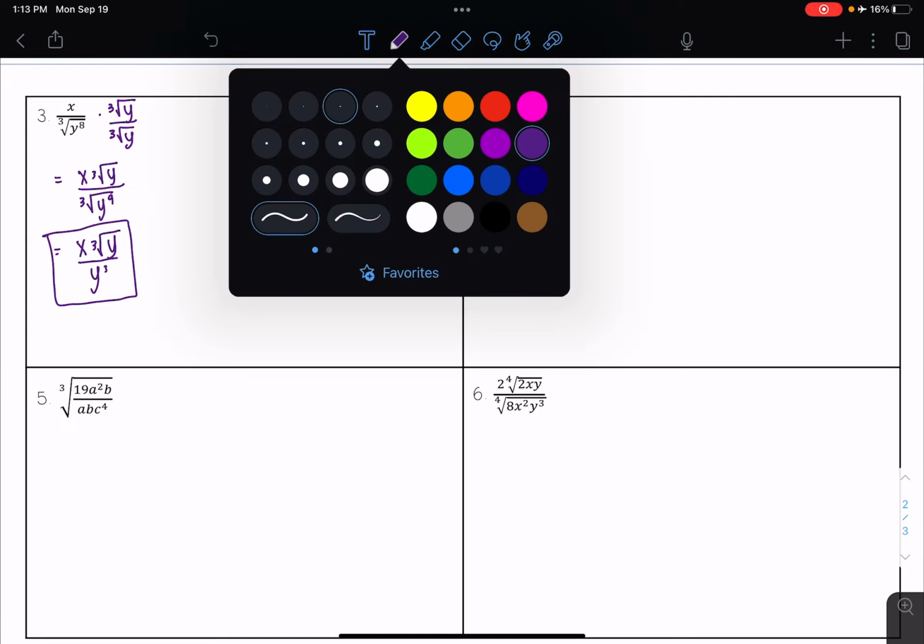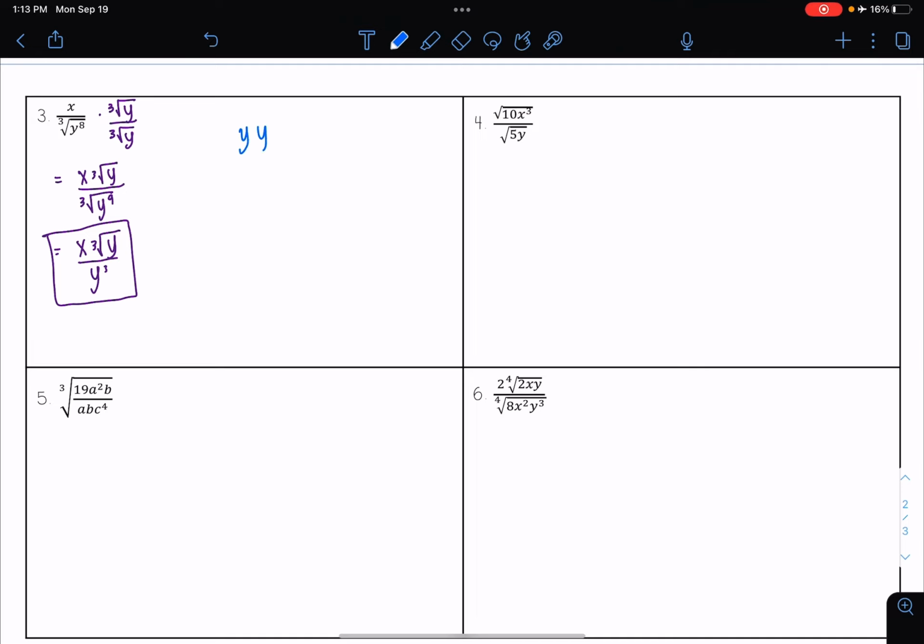So one way that you can look at that is writing out 9 y's and seeing that there's 1, 2, 3 groups of 3. Another way you can think about it is that you could rewrite that radical as y to the 9th raised to the 1/3 power. And when you multiply 9 times 1/3, you get y cubed. So a couple different ways that you can think about that.